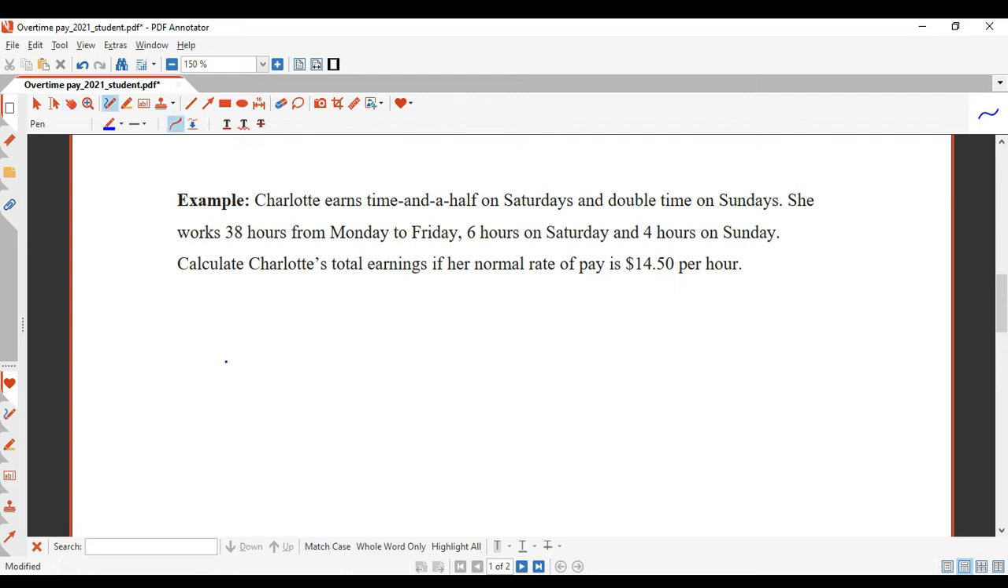Now I'm going to break this up into days of the week. All right, so Monday to Friday, she works a total of 38 hours. 38 times her normal hourly rate of pay, which is $14.50 per hour. So 38 hours from Monday to Friday is going to be paid at the normal hourly rate of $14.50. Okay, let's work that out.